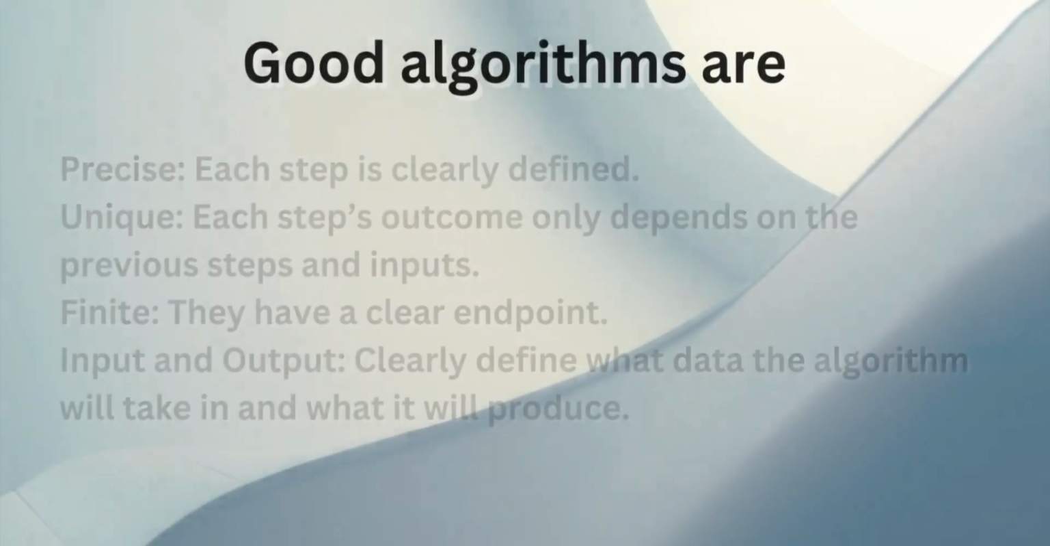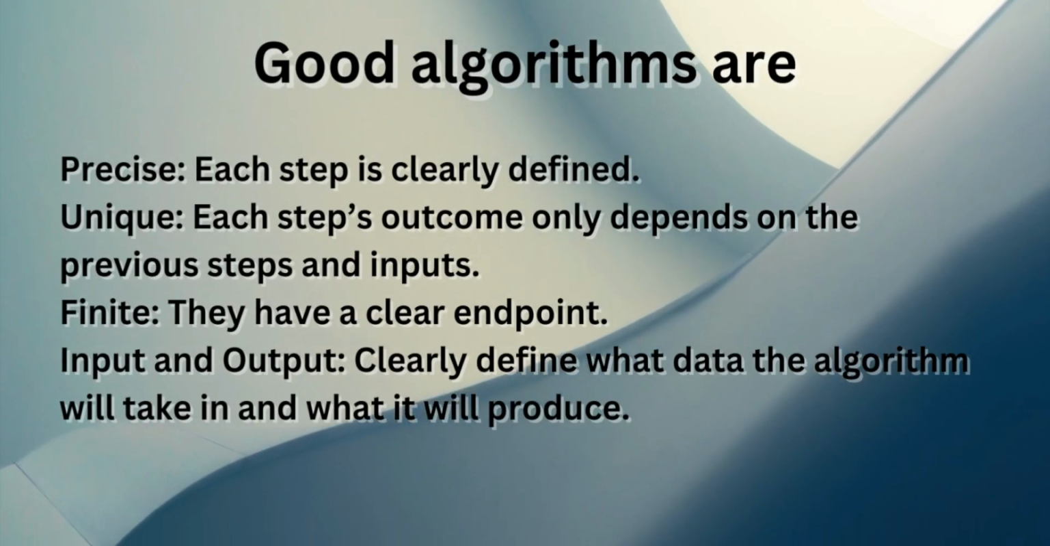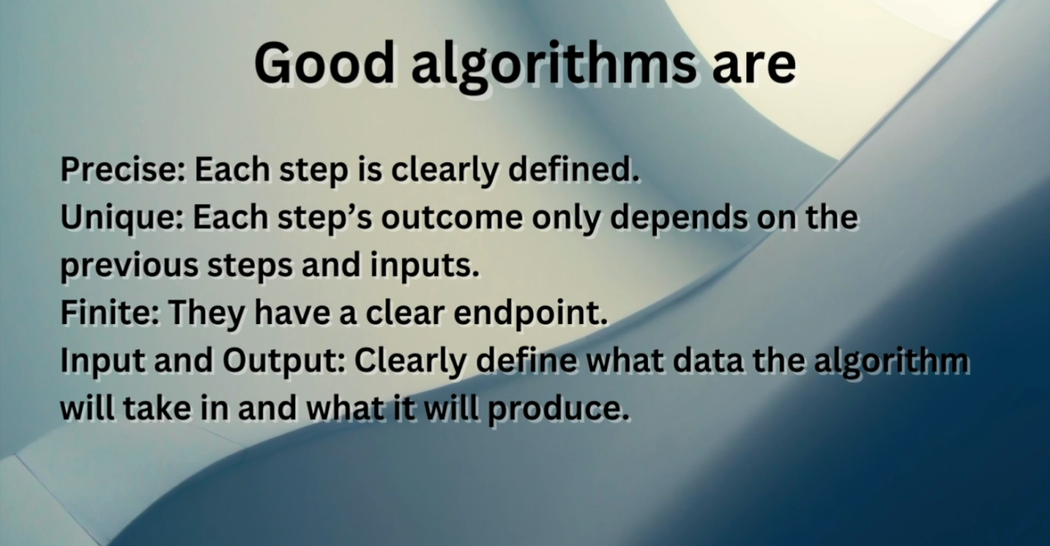Characteristics of good algorithms. A good algorithm is precise, each step is clearly defined; unique, each step's outcome only depends on the previous steps and the inputs; finite, it has a clear endpoint. Input and output clearly define what data the algorithm will accept or reject and what it will produce as the result. Today we laid the groundwork for problem solving and programming.